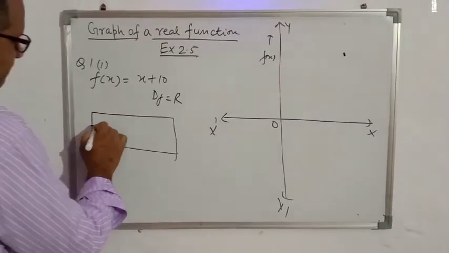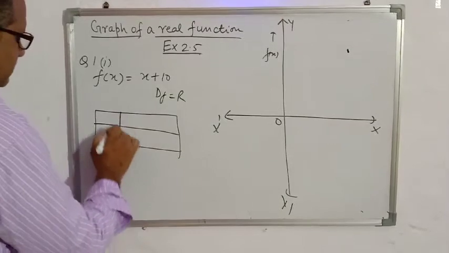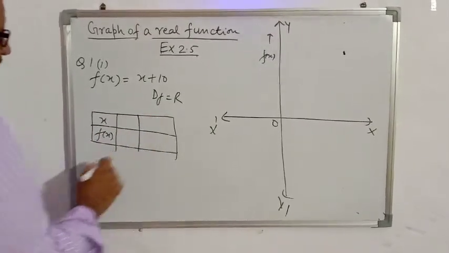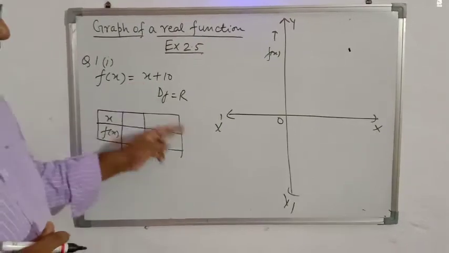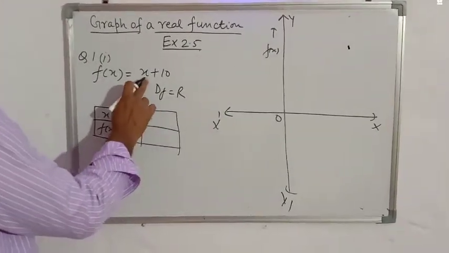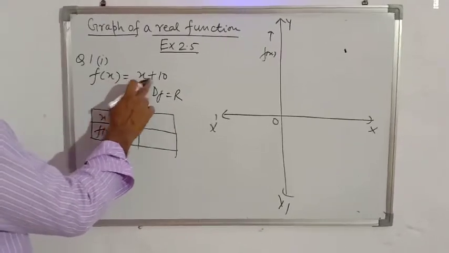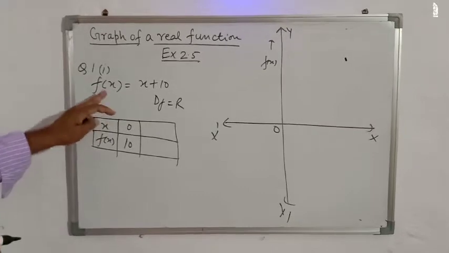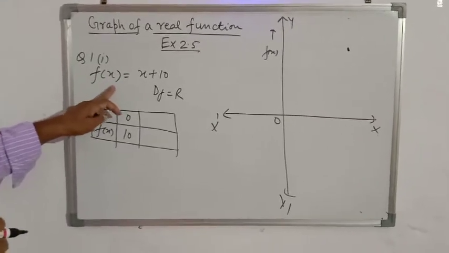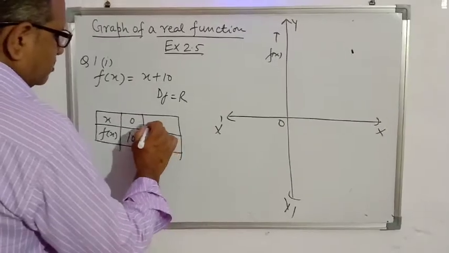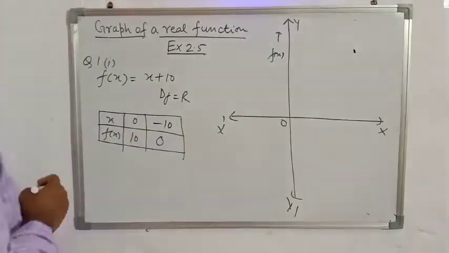How will we plot the graph of this? Make the table, x and f(x). Only 2 points are needed to draw a straight line. So if x is equal to 0, what will be f(x)? 0 plus 10, f(x) will be 10. And if f(x) is equal to 0, then what will be x? Minus 10.